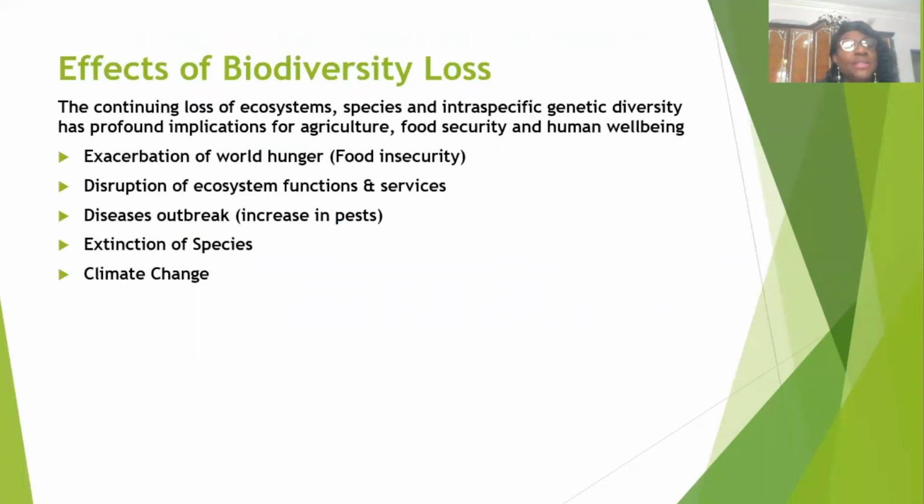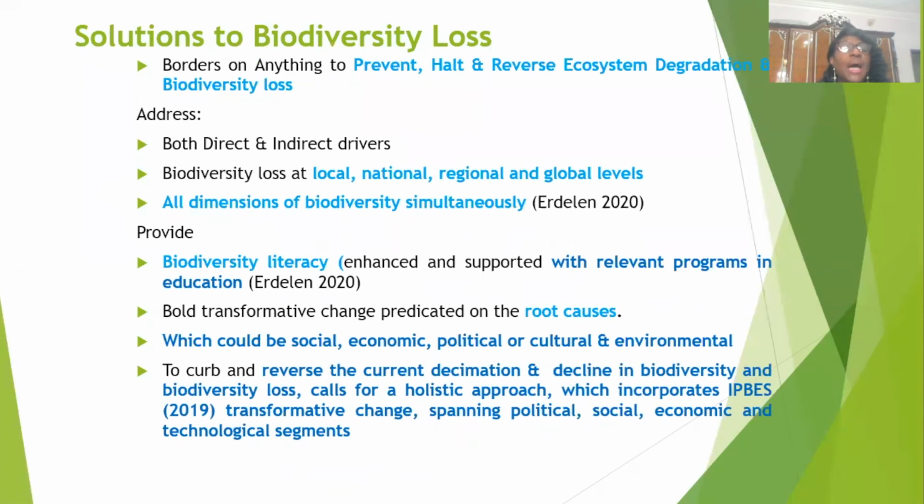Effects of biodiversity loss are as follows: food insecurity, disruption of ecosystem function and services, disease outbreak, extinction of species, climate change. What are the solutions to biodiversity loss? Solutions border on anything to prevent, halt, and reverse ecosystem degradation and biodiversity loss. We need to address both direct and indirect drivers of biodiversity loss at local, national, regional, and global levels, all dimensions of biodiversity to be addressed simultaneously.